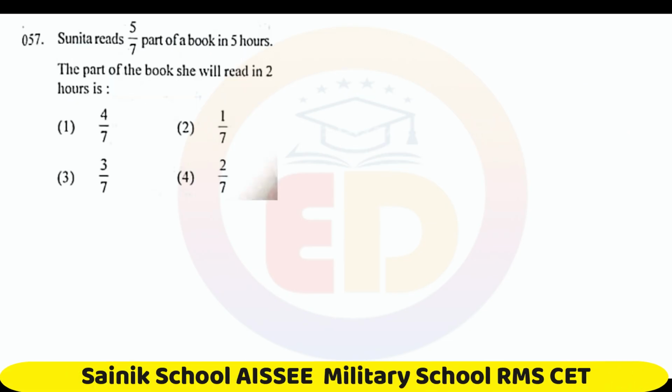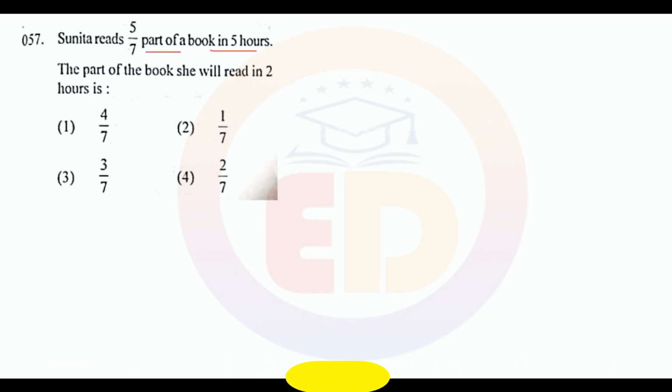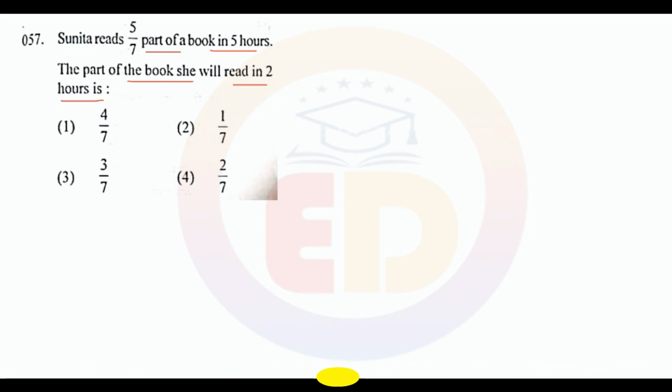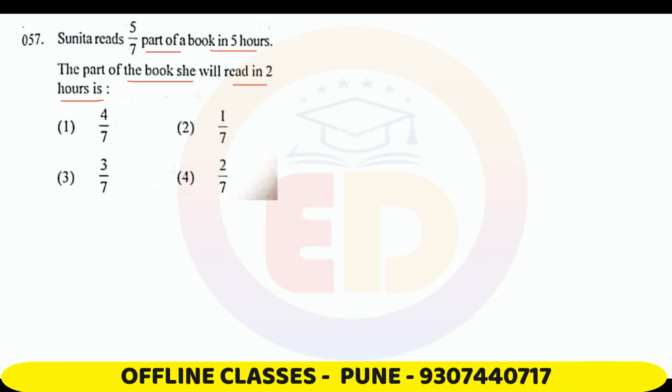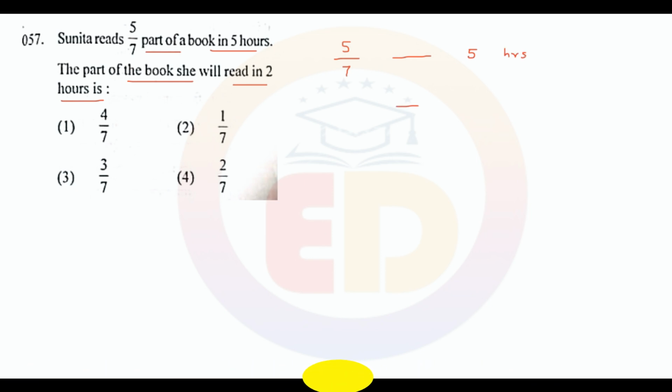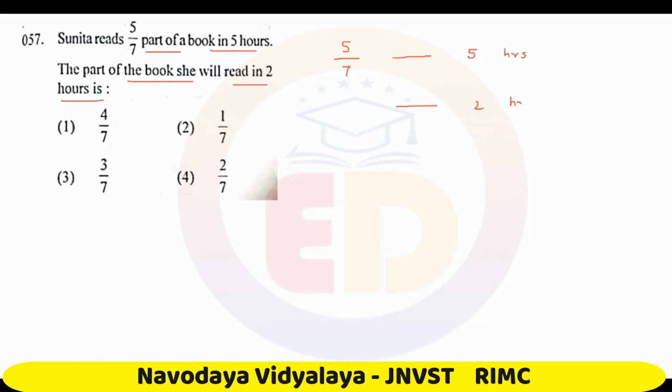Question number 57. Sunita reads 5 by 7 part of the book in 5 hours. The part of the book she will read in 2 hours. So Sunita is reading 5 by 7 part in 5 hours. So in 2 hours, she will read how much?